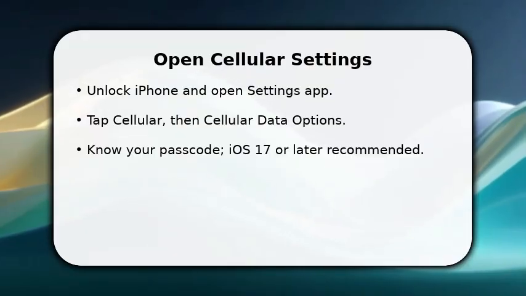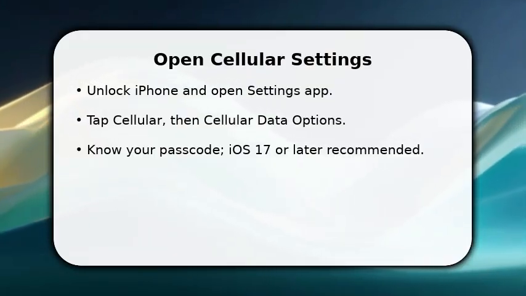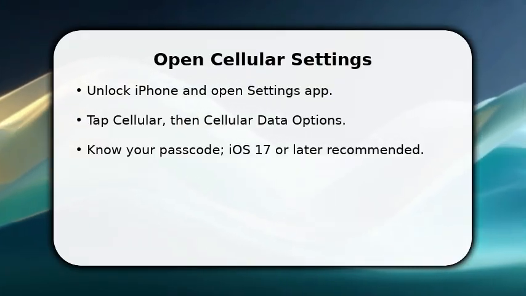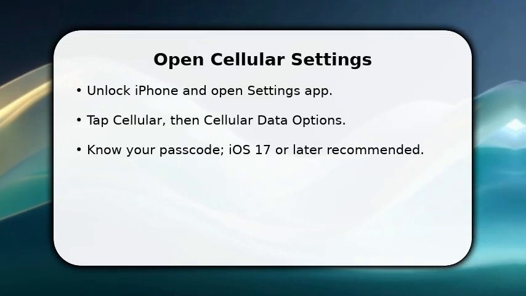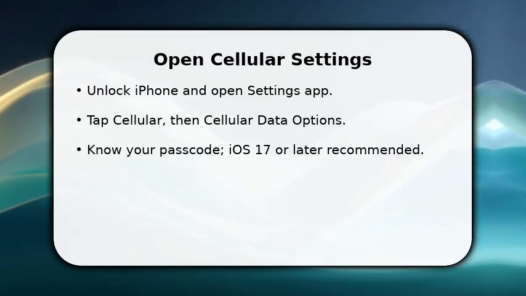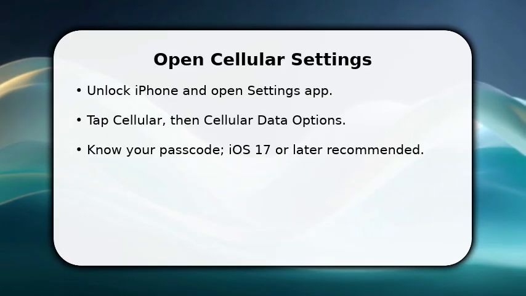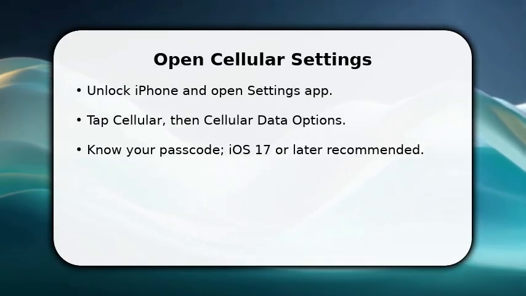You start right in Settings. Unlock your iPhone and tap Cellular. Once there, choose Cellular Data Options. You do this because network controls live here. Changing them prevents roaming or battery drain. Make sure you can authenticate if prompted.